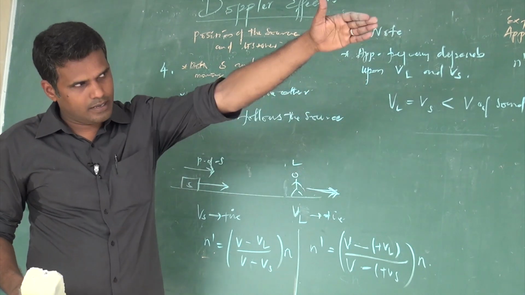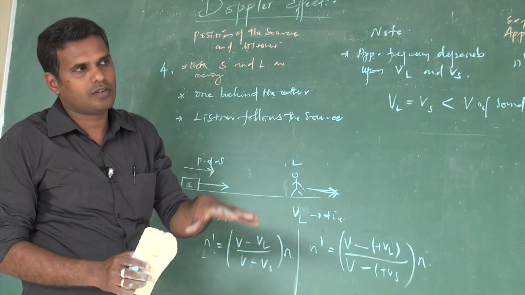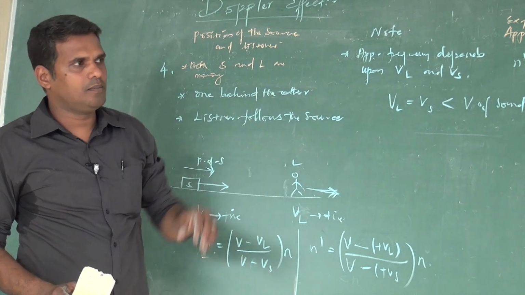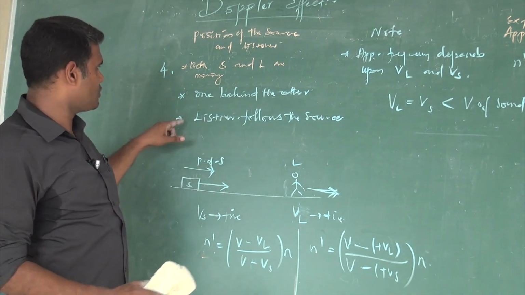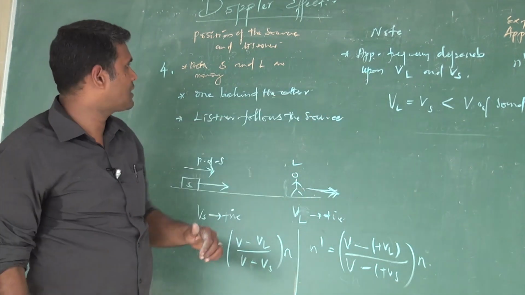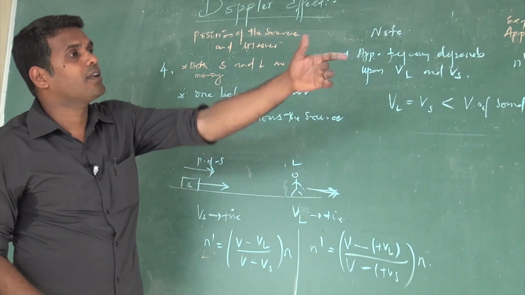The car is moving in front of me in one direction. I am following the car moving in front of me, so I am listening to the sound waves produced by the car. That is the case which we are discussing here. Both are moving along the same direction, one behind the other, but the listener follows the source. I am following the source.